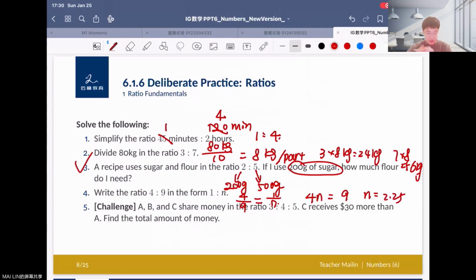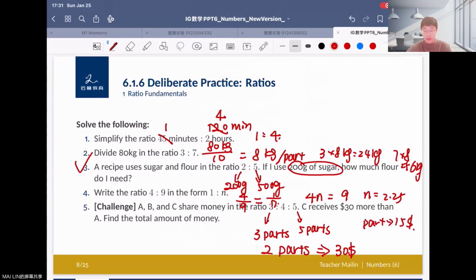The last problem is a challenging problem. Let's do it together. We have three people here, A, B and C. They share money in the ratio 3 versus 4 versus 5, and C receives $30 more than A. We can consider parts: A has 3 parts and C has 5 parts. Since C receives $30 more than A, 5 minus 3 gives 2 more parts than A, so 2 parts means $30, and each part is $15.